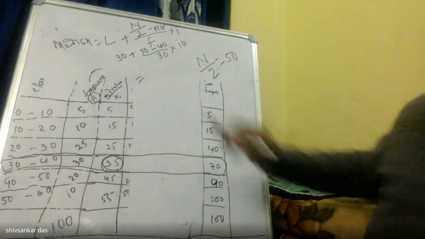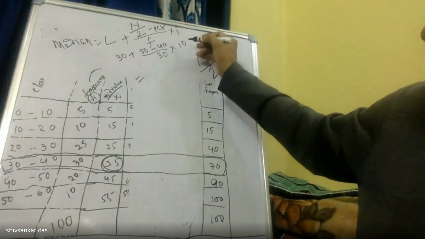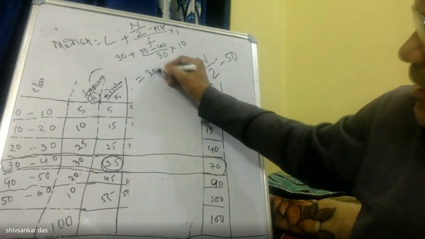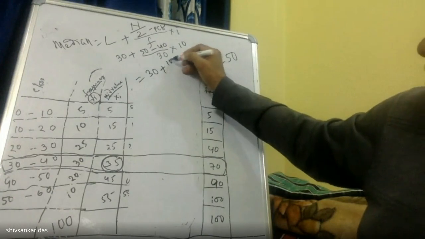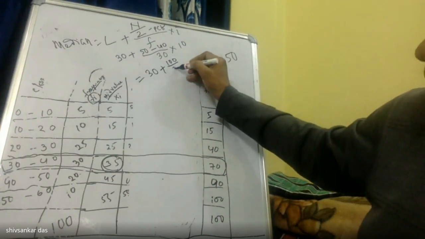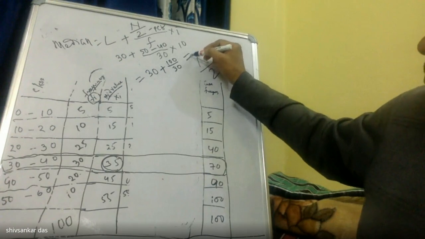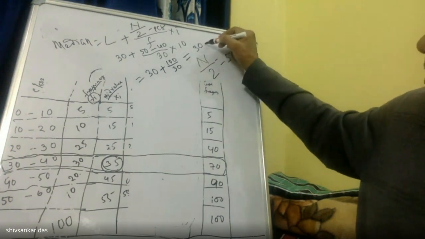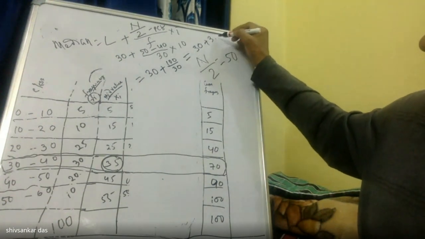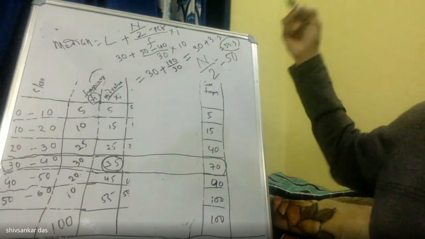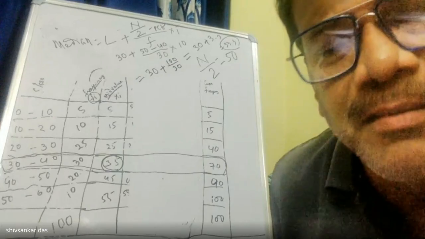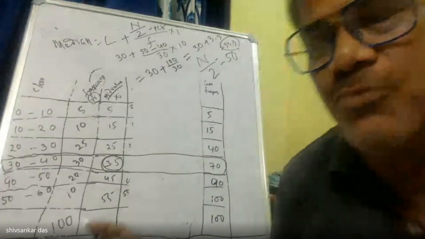That is equal to 30 plus 10 into 10, which is 100 by 30. That is equal to 30 plus 3.3, which is 33.3. Is it clear? Yes, sir. Is there any doubt? Because this is the first step, then I'll go to a little bit of complication.